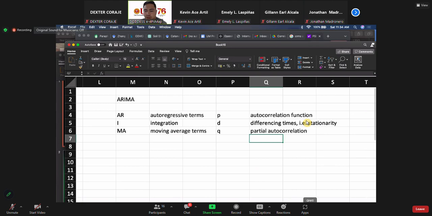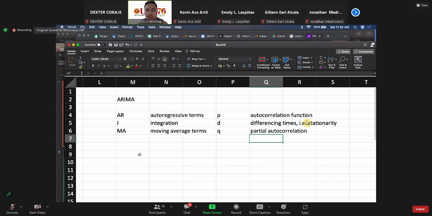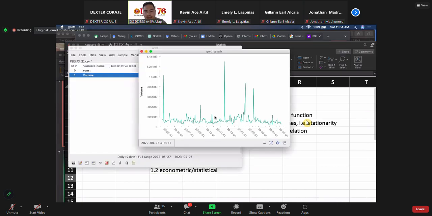So what we do now is let's start first with knowing whether or not the series is stationary. So there are two approaches for that, one graphical and one econometric, statistical. At first, what will we do? Let's graph it first. So as you can see here in the graph, there are specific events where it increases, and then drops, something like that.